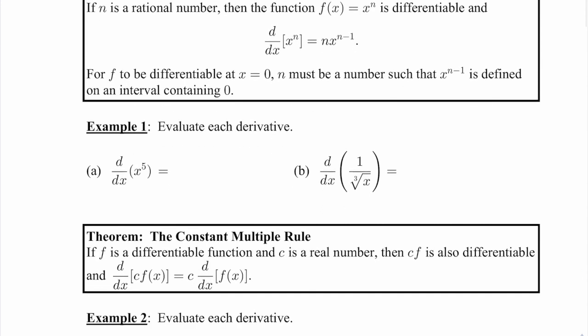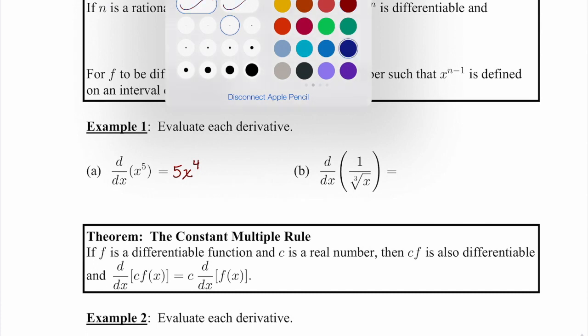So let's take a look at a couple examples here. The first one is, what is the derivative of x to the fifth? And we can see, well, that's this pattern, x to the n, where n is a rational number. And so we would say that's going to be 5x, move the exponent down, make it the coefficient, and then subtract 1 from the exponent to get the new exponent. So 5x to the fourth.